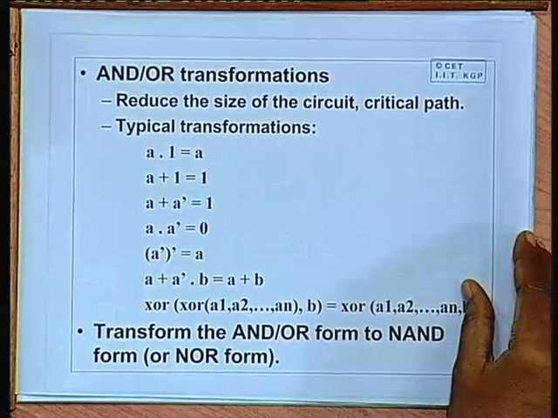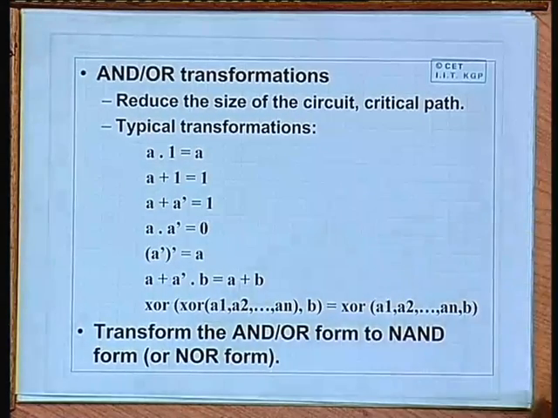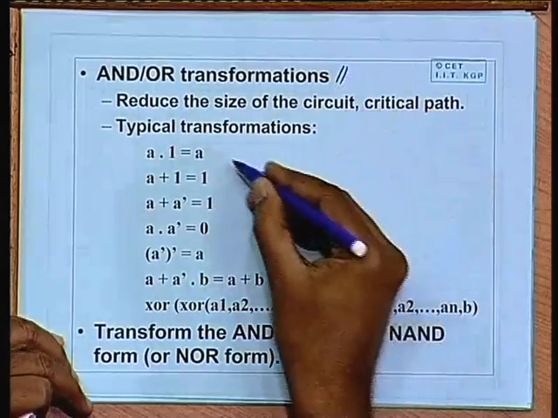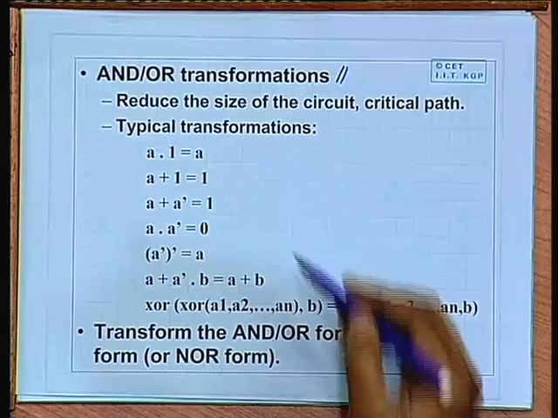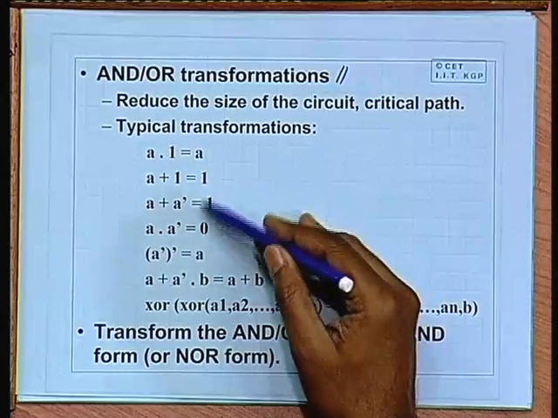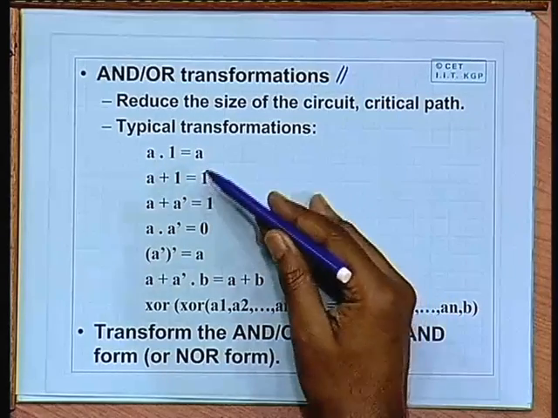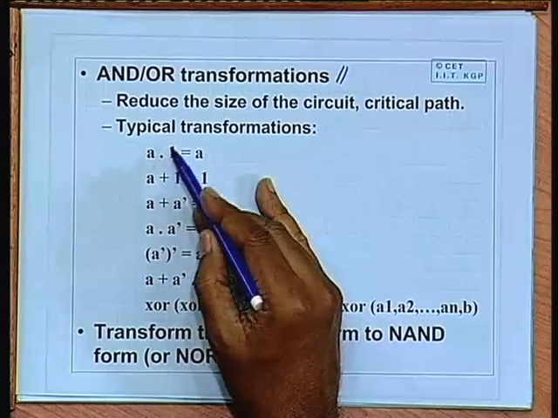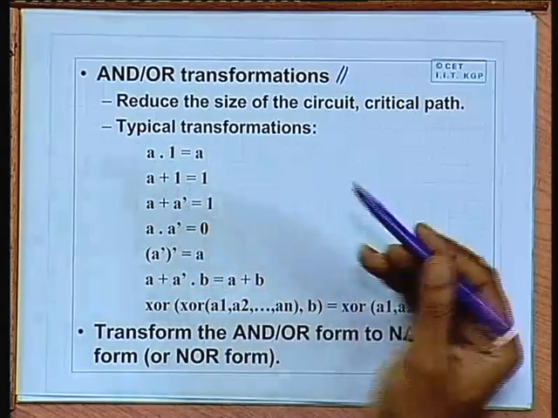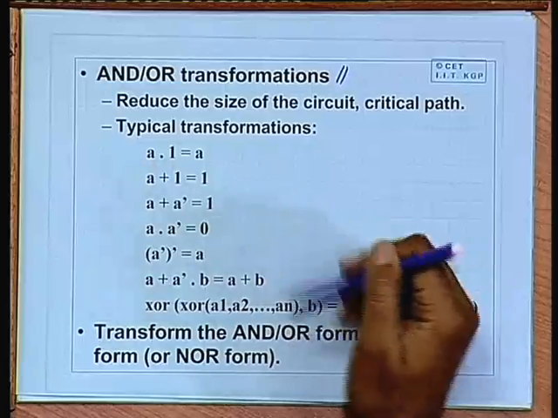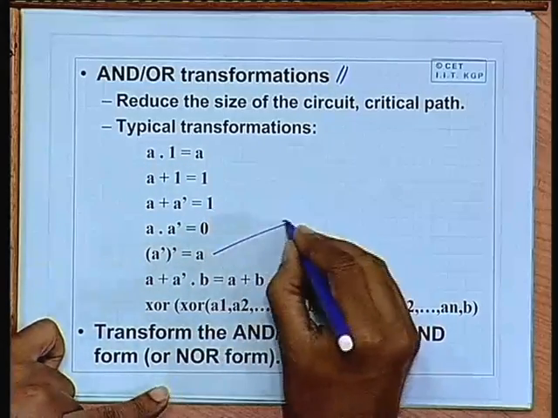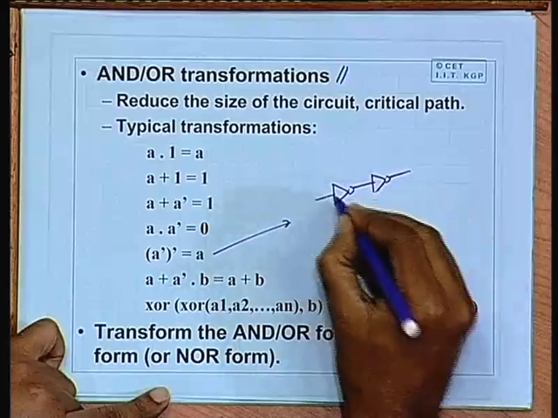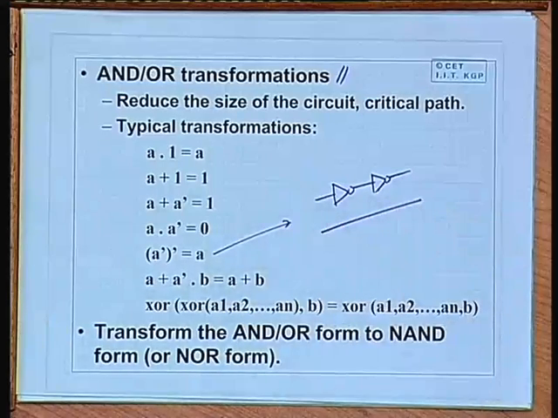So, the first set of rules are like this. These are called simple AND OR transformations. I have shown some of these rules. Many of them are based on simple identities of Boolean algebra, A and 1 equal to A, A or 1 equal to 1, this kind of things. So, if in a circuit you encounter, for example, two NOT gates in cascade, obviously you will replace everything by a single wire.